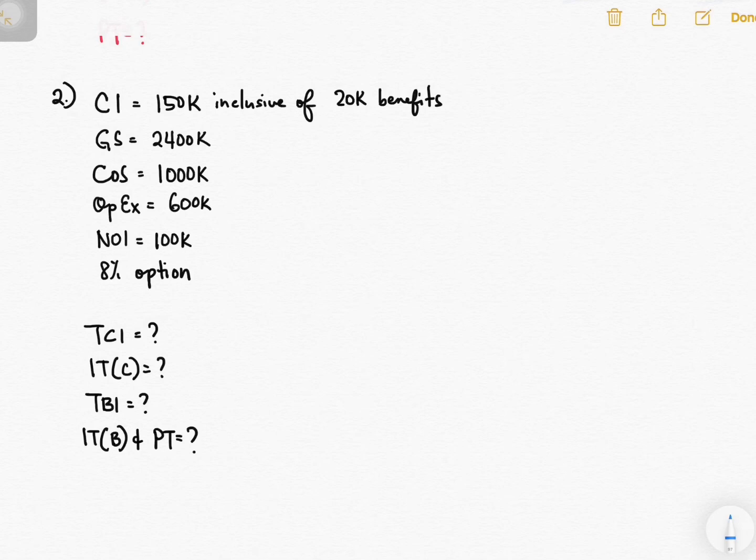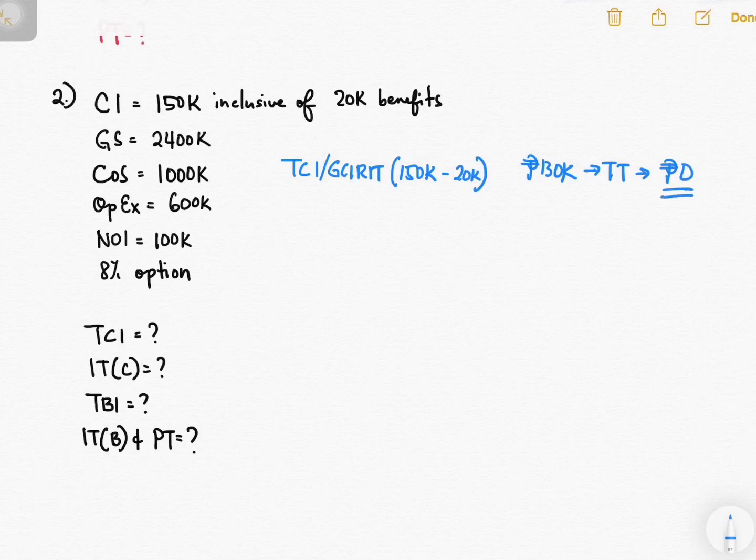So first, get your taxable compensation income, also your GCIRIT. So 150K, right? And then maximum of 90. Of course, you can deduct 20. This is 130,000. Refer to your tax table. Income tax due is 0, of course.